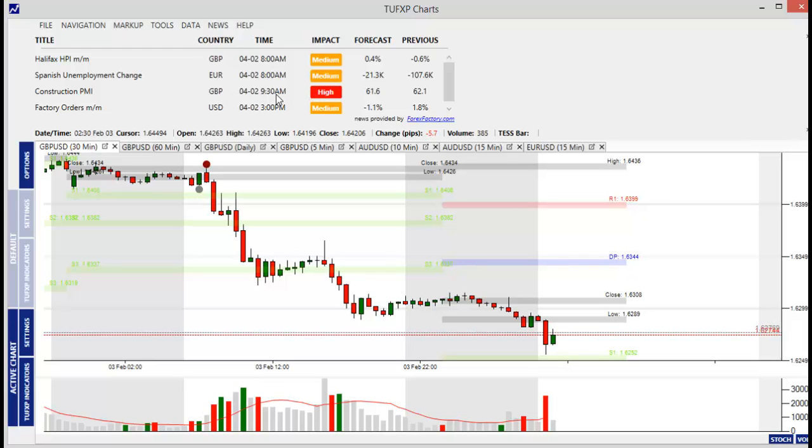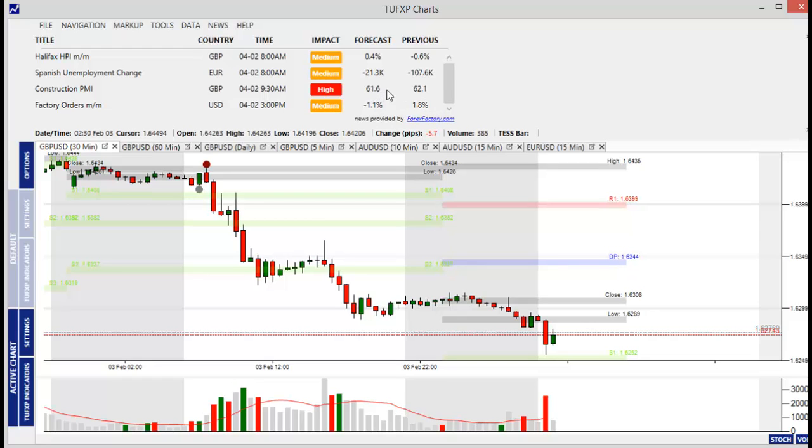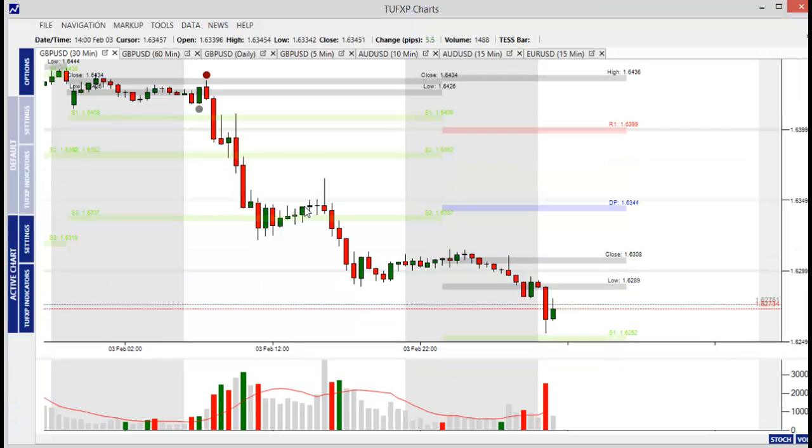We've got construction PMI in the UK. That's coming out at 9:30. That's showing 61.6 as a forecast figure against 62.1. Of course, if this comes out at this figure or lower, then we expect the pound to move lower with the weakness already in the background there. The US, there's only the factory orders out at 3 p.m. So that's it really, no news day. So it'll be interesting to see what the market actually does today.